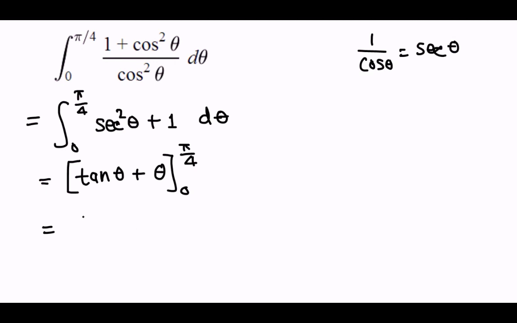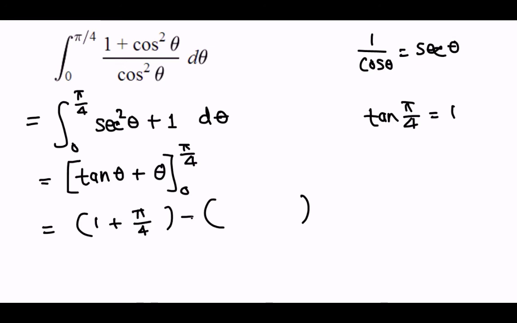So there are two terms, so upper limit minus lower limit. Replace theta by pi over 4 and you get tangent pi over 4. So what is the value of tangent pi over 4? Use the unit circle or your calculator, you get 1. So tangent pi over 4 is 1 plus theta, pi over 4, just pi over 4 as a constant, minus, plug in 0 for theta, tangent 0 is 0 plus theta equals 0. So we don't have anything from here.